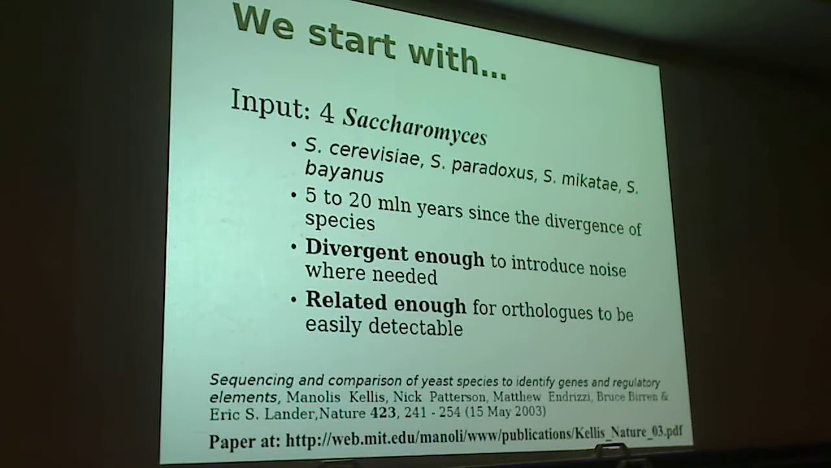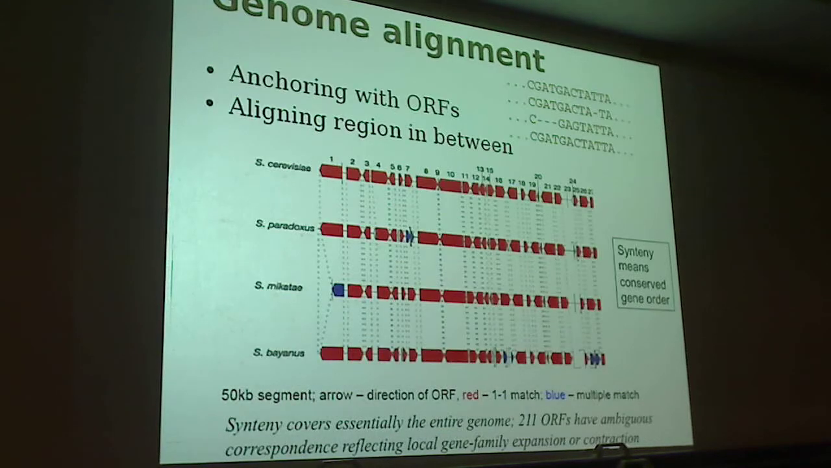Here is your paper. One of the authors is still young, by the way. It's Manolis Kellis, who's a successful young scientist of Greek origin at the Broad Institute in Boston. So the first step these guys needed to do is line up these 4 genomes and pinpoint the genes, and this is what they did.